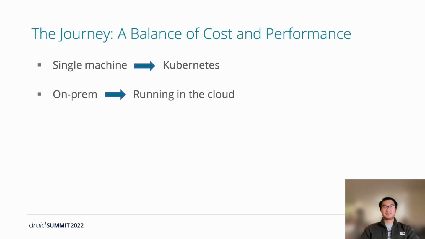Let's start talking about our journey. As I mentioned earlier, we need to constantly maintain a balance between cost and performance. We want to support more data and more features, but the cost needs to stay low. We have two paths. One is from single machine deployment to Kubernetes. As we support more and more data, vertical scaling becomes expensive as cost for specialized hardware is very high. Moving to Kubernetes allows us to use common hardware and scale horizontally. The other path is from on-prem to the cloud. Running as a service allows us to provide more functionalities to the users, but we also need to save cost.